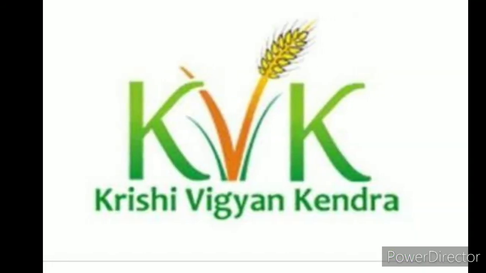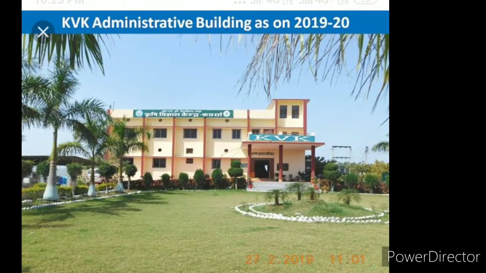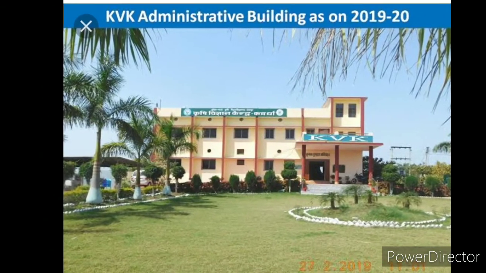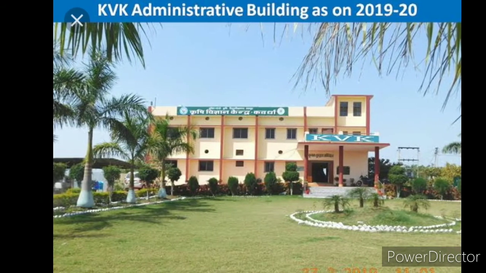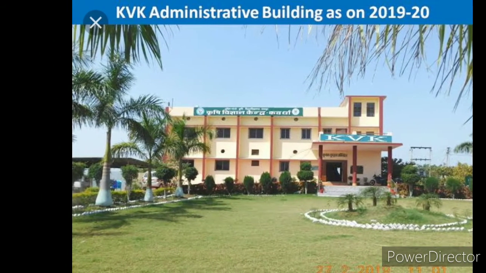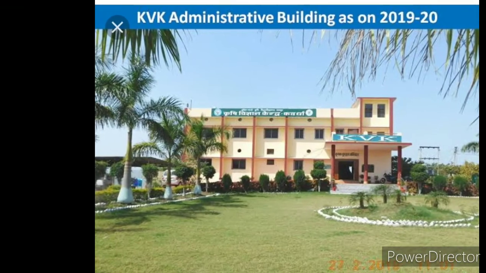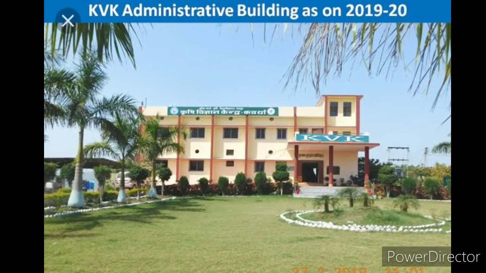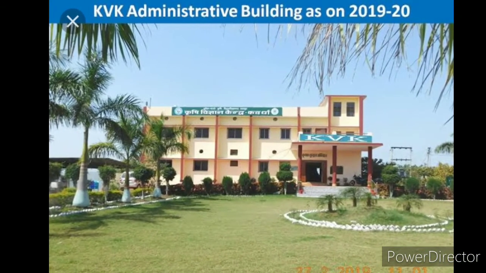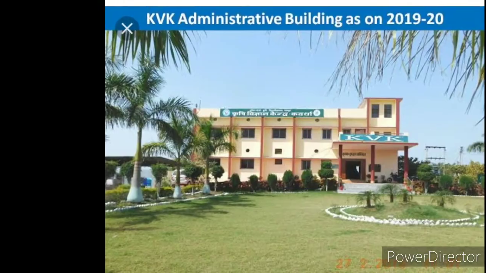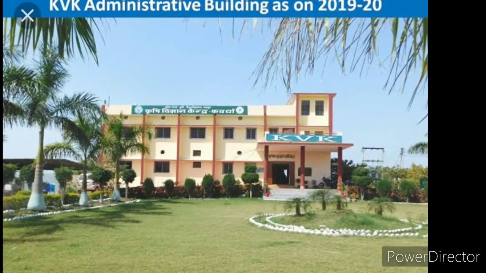Next is Krishi Vigyan Kendra. Krishi Vigyan Kendra, KVK, is a farm science center, serving as the ultimate link between ICAR and farmers. Their aim is to apply agricultural research findings in practical localized settings. The first KVK was established in 1974 at Pondicherry. Since then, KVKs have been established in all states.